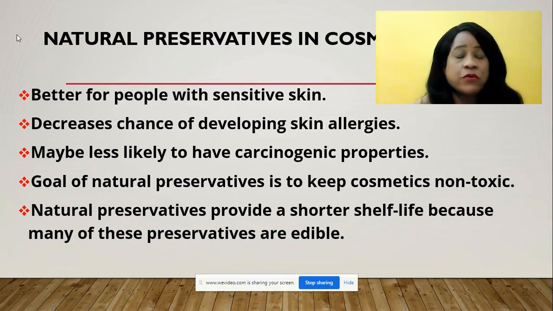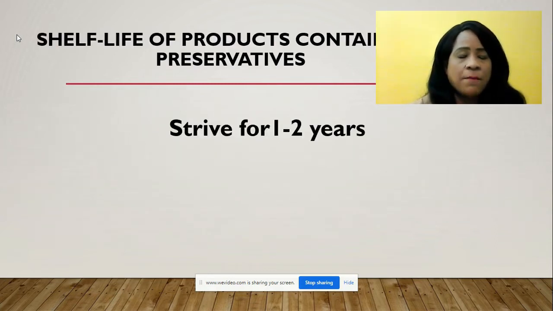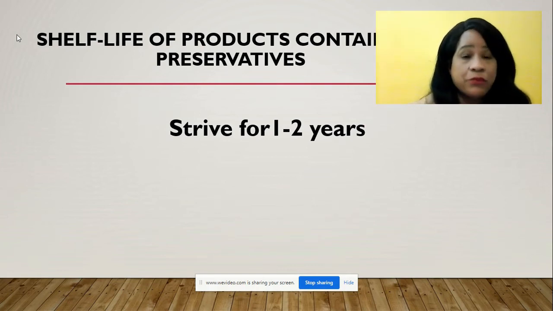Natural preservatives provide a shorter shelf life because many of these preservatives are edible. So most products on the market, during the production process, the goal is to strive for a 1 to 2 year shelf life. When you use natural preservatives, the shelf life will be shorter. So keep that in mind. But typically, in most products, the shelf life of products that contain preservatives strives for 1 to 2 years.